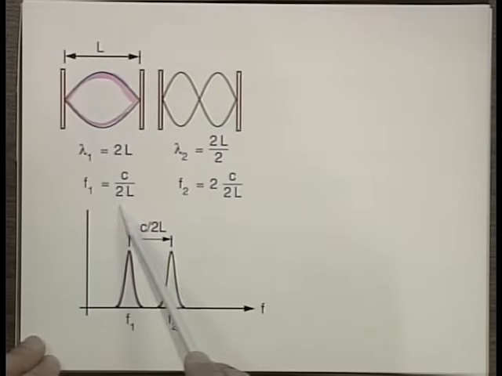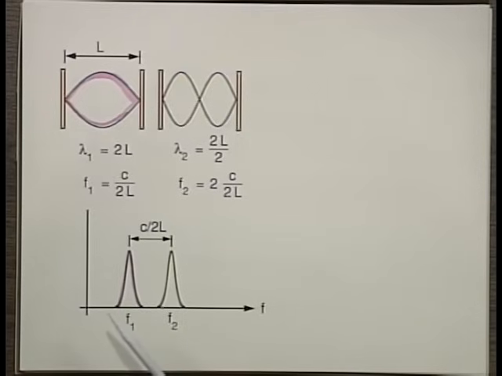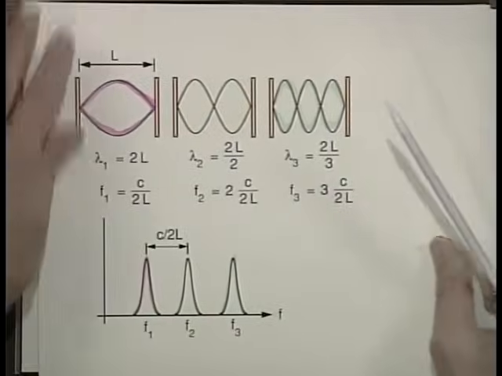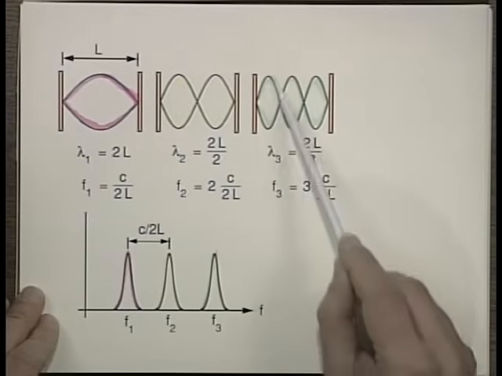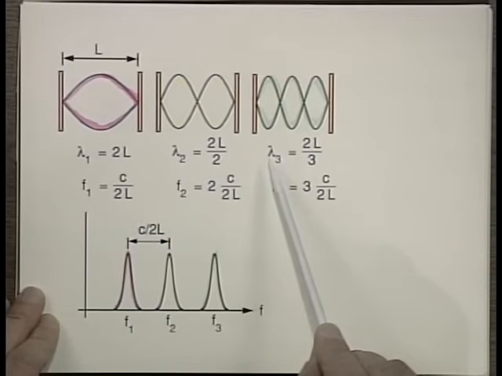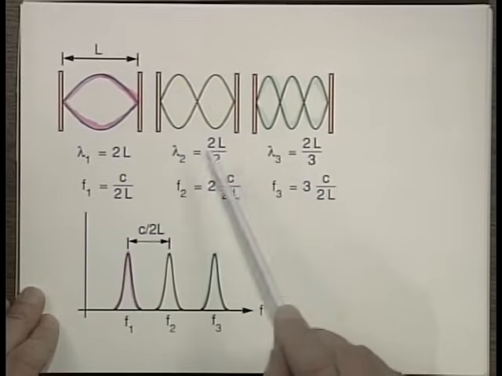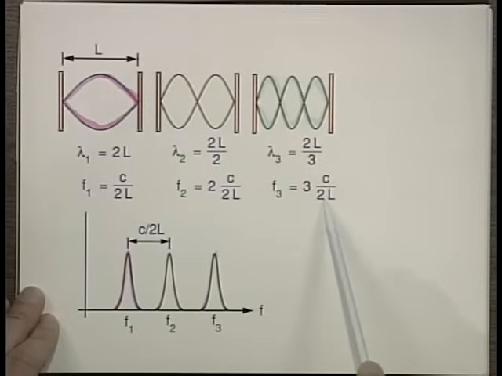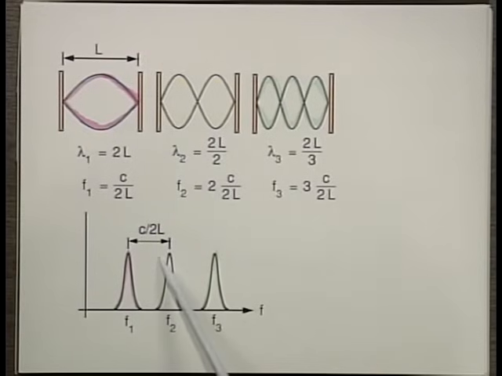So here we had 1 times c over 2L, here is 2c over 2L, and so I'm spacing them along the frequency scale. Here's my f1, and here's f2, and the separation is c over 2L, and each one has a width because of the losses. Now we can go a little further and consider a few more of these oscillations. In this case, I have 1.5 waves that fit within the cavity, between the two mirrors, and then the wavelength will be 2L over 3 instead of 2L over 2, and the frequency will be 3c over 2L instead of 2c over 2L. So again, you can see I'm going to stack them up, f1, f2, and f3, and the separation between them is equal, which is c over 2L.